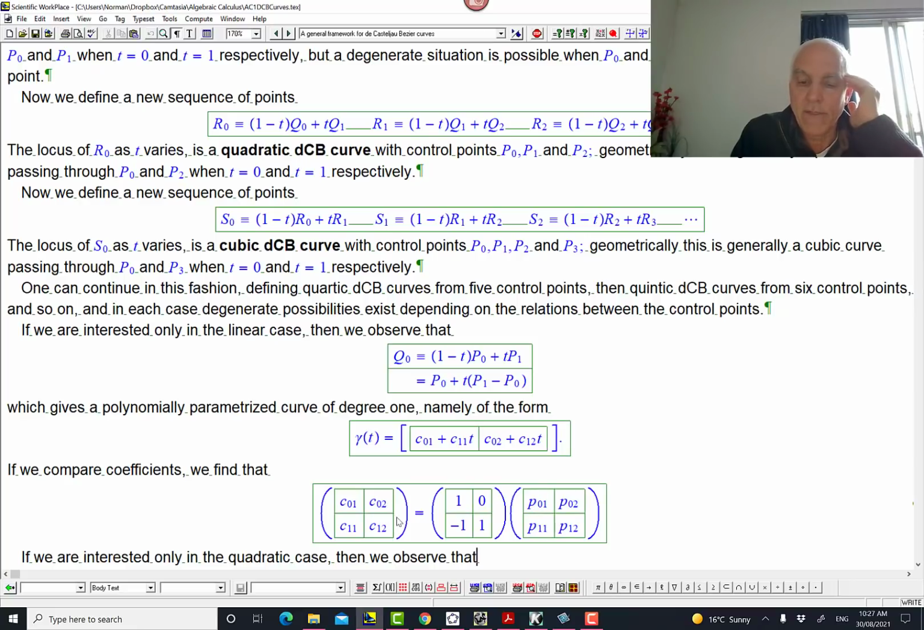Plus a 0, okay? And then the C11 is going to be minus P01 plus P11. So if you think about it, that's exactly what you're getting from this expression here. So this is then an algebraic relation between the coordinates of the control points and the entries of the polynomials in the locus that we're finding.